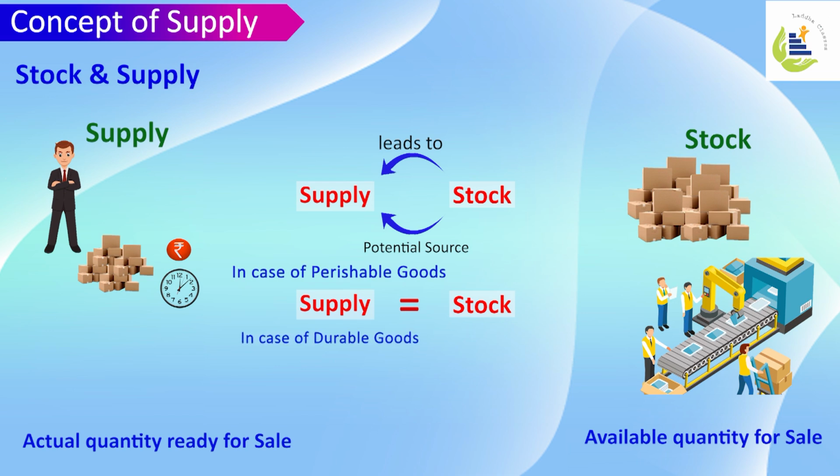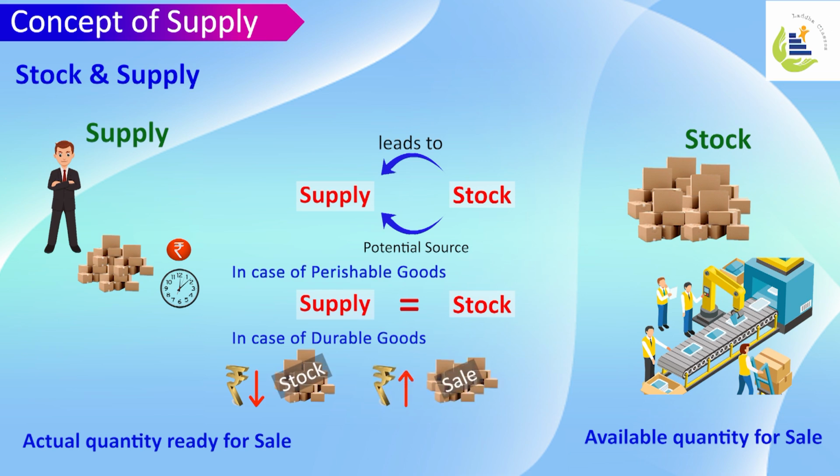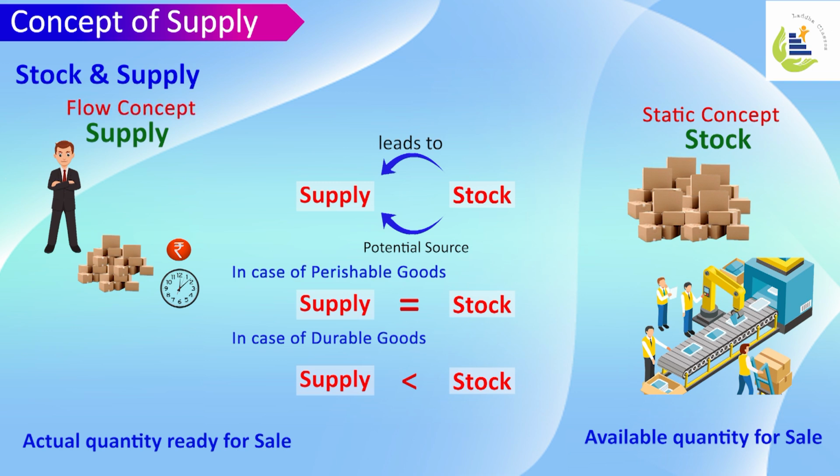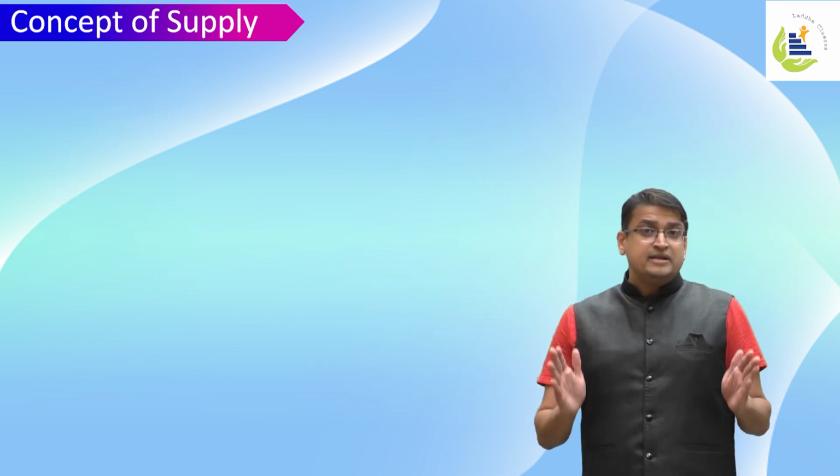But for durable goods, what happens? When the prices are low, we tend to store them in larger quantities. And when the price increases, we start supplying them for selling. Hence, understand that for durable goods like food grains, the stock is greater than supply. For perishable goods, stock is equal to supply. So what do I understand? Stock is a static thing. Supply is a flow concept. Through stock, some part is taken out and sent into the market for selling. That is supply.